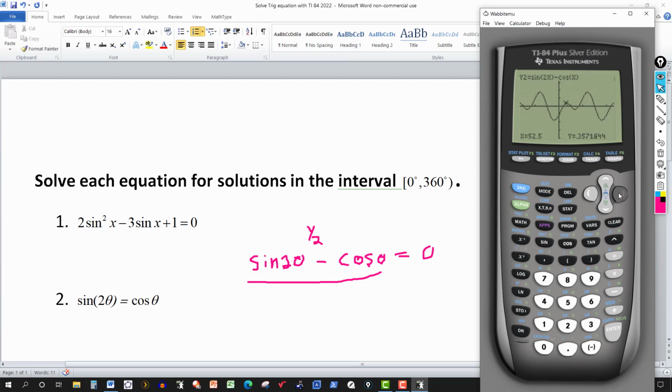Keep going. And slow down when you get close to the x-axis. And you get a y equals 0. That tells me that 90 is a 0 of that function, which of course means it's a solution. So 30, 90 degrees.